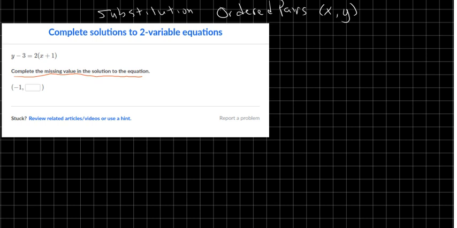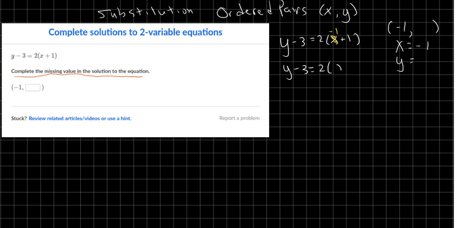All right, so let's see. What is my coordinate pair? It's negative 1. And that's in the x spot, so I know x is equal to negative 1. And then nothing is in the y spot, so I want to find the y. So I have y minus 3 is equal to 2 times x plus 1. And every time I see that x, I'm going to get rid of it, and I'm going to write a negative 1.